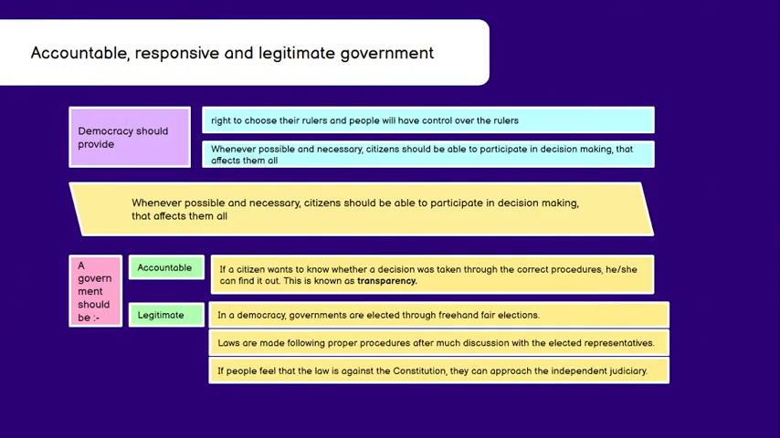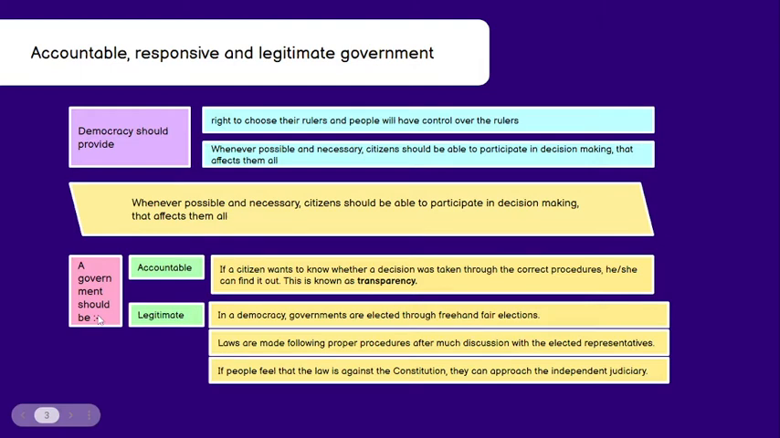Coming to accountable, responsive, and a legitimate government. So, democracy should provide two things. Firstly, the right to choose their rulers, and people will have control over their rulers. How will they have control? If they don't like a leader, they can change them in the next elections by not voting for that particular party, right? So, whenever possible and necessary, citizens should be able to participate in decision making that affects them all. This is the same point.